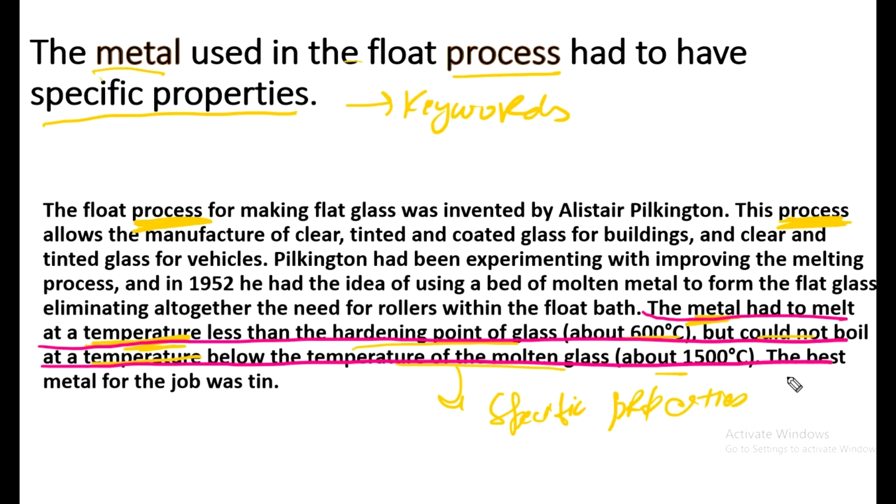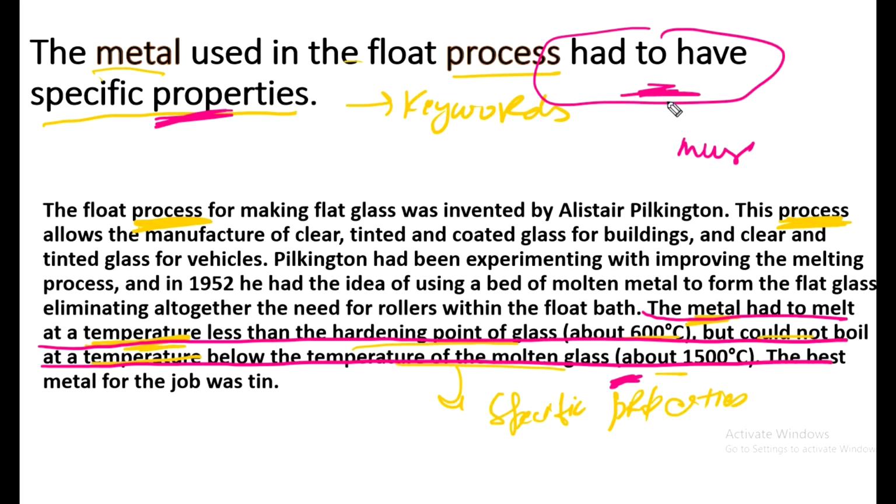So what we have to do is compare the information in the question to the information in the passage. Now let's go through one more time. The metal used in the float process must have specific properties. The metal had to melt at a temperature less than the hardening point of glass, about 100 degrees Celsius, but could not boil at a temperature below the temperature of molten glass, about 1500 degrees Celsius.